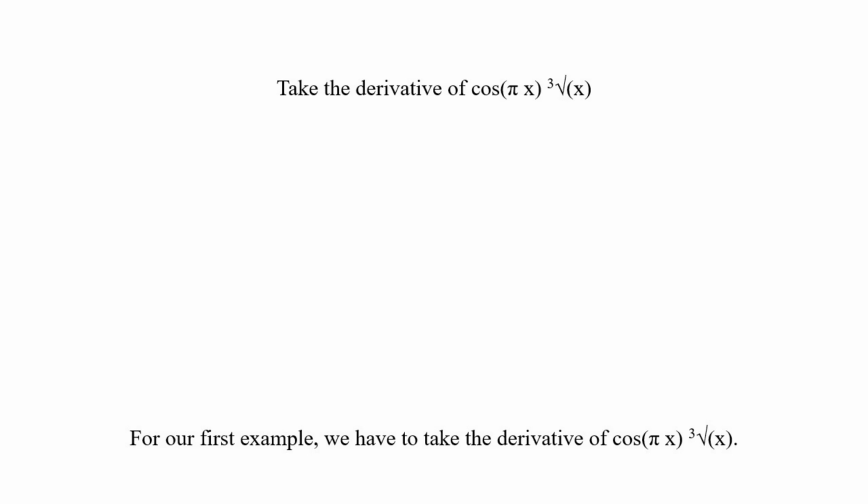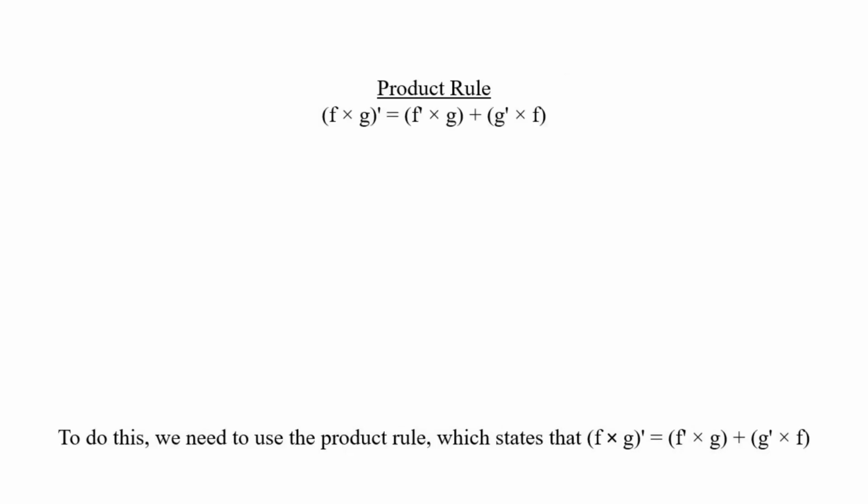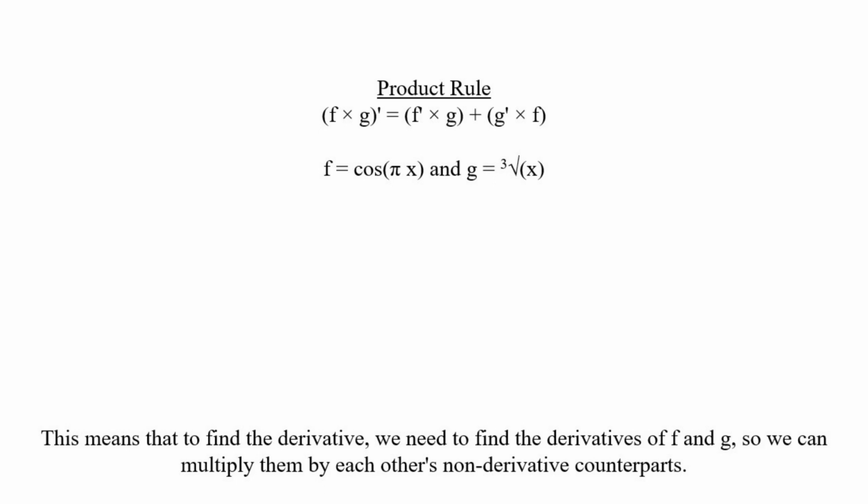root of x. To do this, we need to use the product rule, which states that (f times g) prime equals f prime times g plus g prime times f. This means that to find the derivative, we need to find the derivatives of f and g, so we can multiply them by each other's non-derivative counterparts.